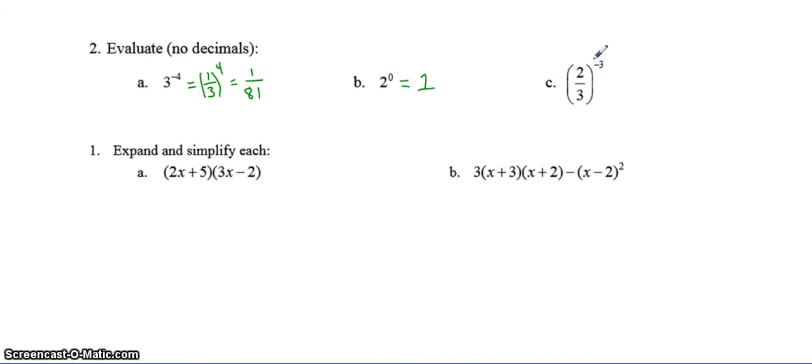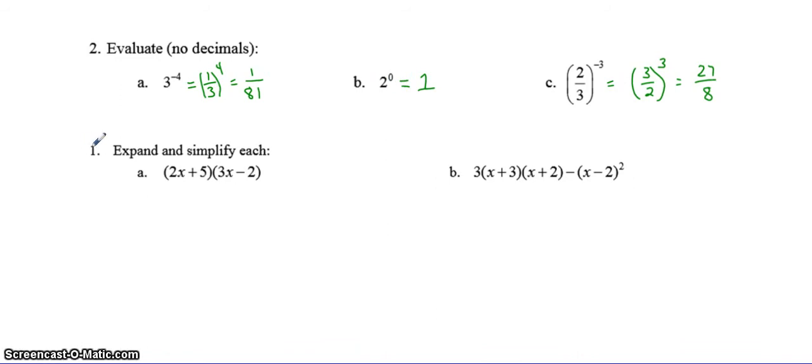Last question, back to a negative exponent. Remember that a negative exponent means to take the reciprocal of the base. So instead of the base being 2 over 3, it's now 3 over 2. And the exponent will change to a positive. So 3 to the exponent 3 is 27. 2 to the exponent 3 is 8. So for the exam and summative, please make sure that you remember how to calculate powers with negative exponents and 0 exponents.